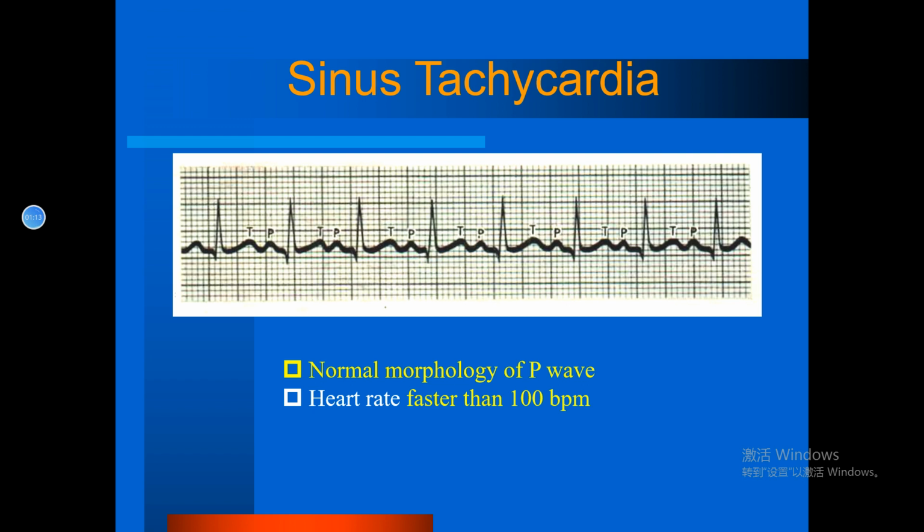So this is an ECG of sinus tachycardia. In this ECG, you can find that there is a normal P wave here. The P wave is normal. That means it comes from the sinus node. And the P wave morphology is normal, right? So the heart rate is faster than 100 beats per minute.